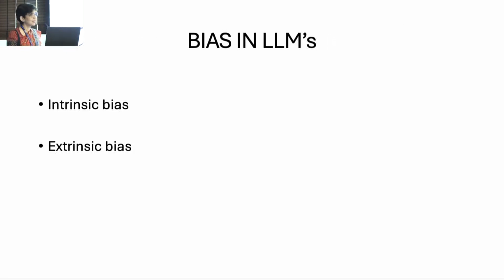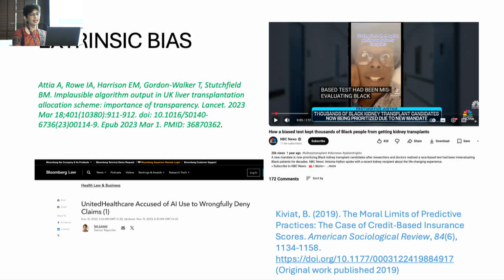So besides creating fraudulent papers, there is bias inherent in the large language models. Some of the bias is intrinsic bias. Intrinsic means it is the bias which is present in the training material. These are some of the examples of extrinsic bias.